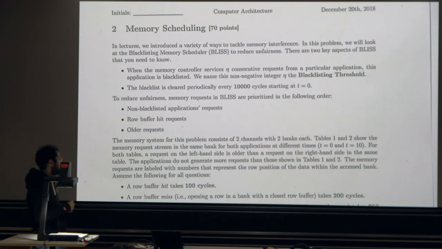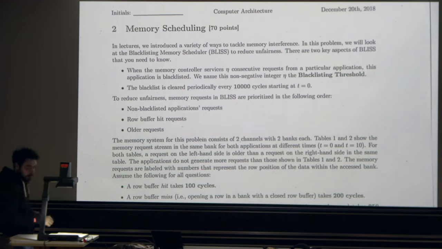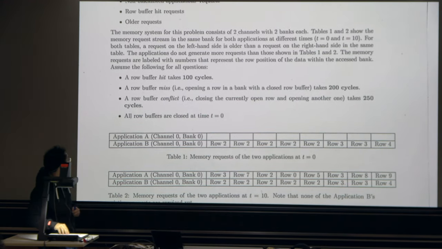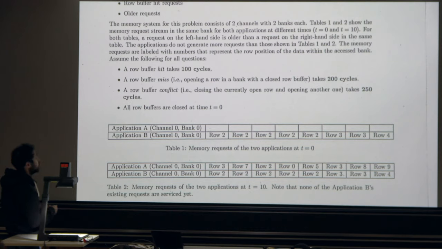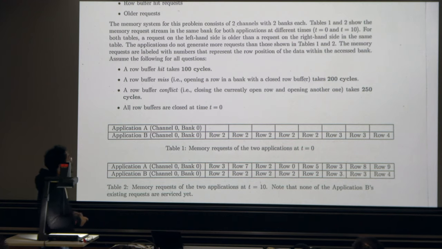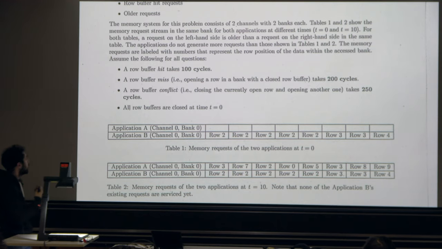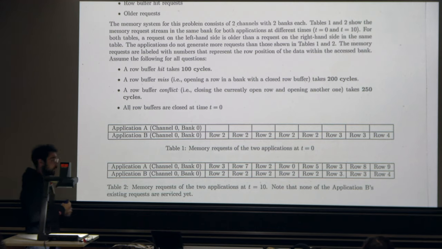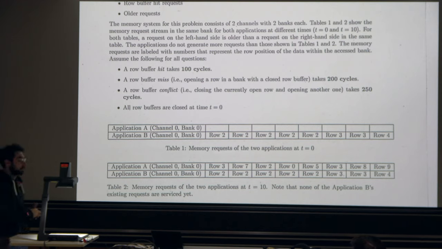So in this problem, we have a memory system that has two channels with two banks each. And tables 1 and 2 show the memory request stream for two different applications at times t equals 0 and t equals 10, and for both tables, as we go to the right, the requests are younger. And there are no more requests in this problem. For each one of the requests we have information about which row in the bank it accesses. A row buffer hit costs 100 cycles, a row buffer miss costs 200 cycles, and a row buffer conflict, which means that we need to precharge first and then activate another row, costs 250 cycles. All row buffers are closed at t equals 0.